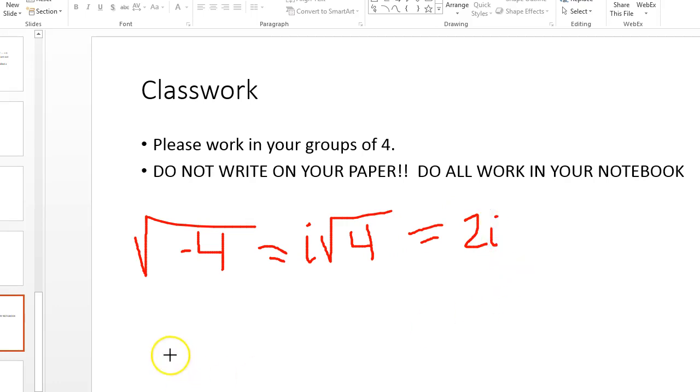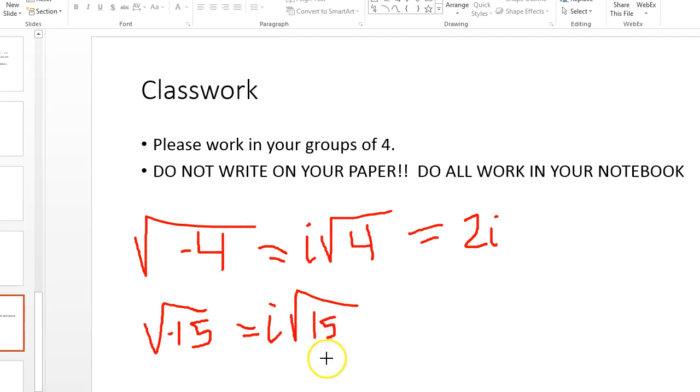Okay? If you're asked to take the square root of a number that's not a perfect square, say like negative 15, what I'd really like you to do is to practice just keeping that under the square root. And I'd like you to write it like this: i square root 15. The reason I want you to keep 15 underneath there is because it's not a perfect square, and we're going to talk this chapter about doing things with non-perfect squares.